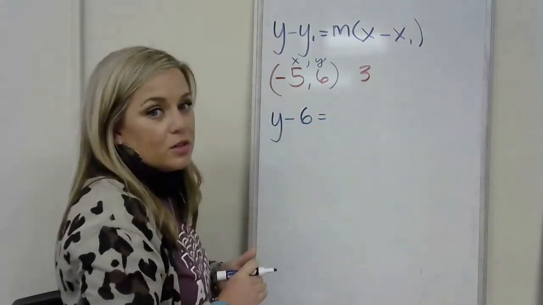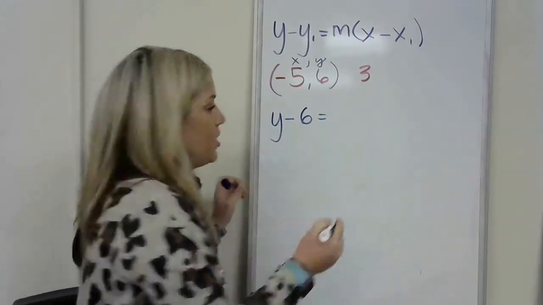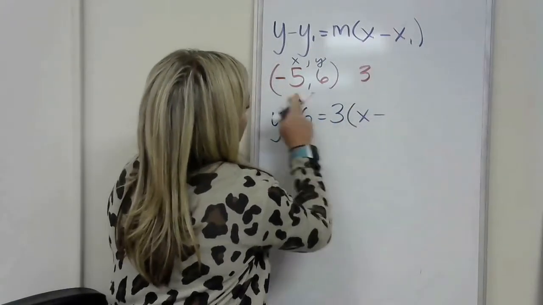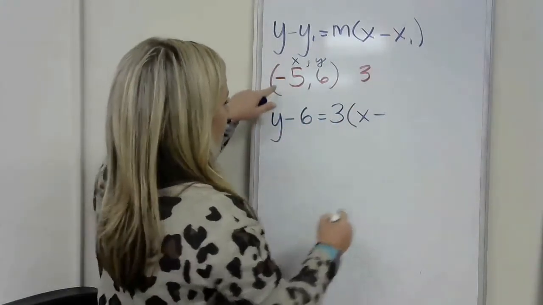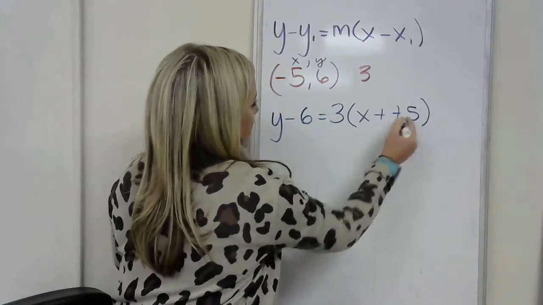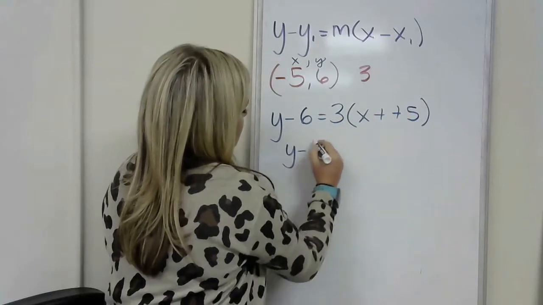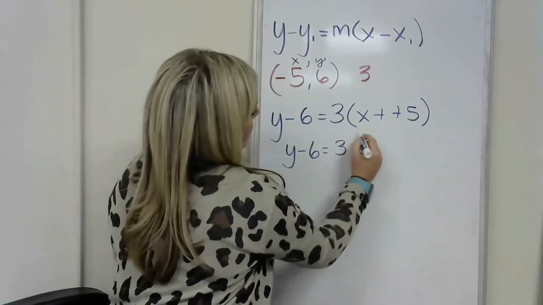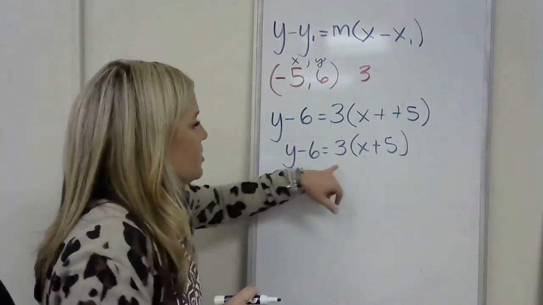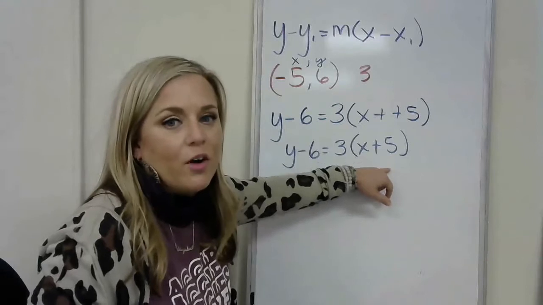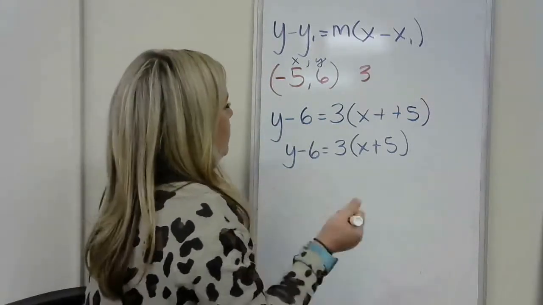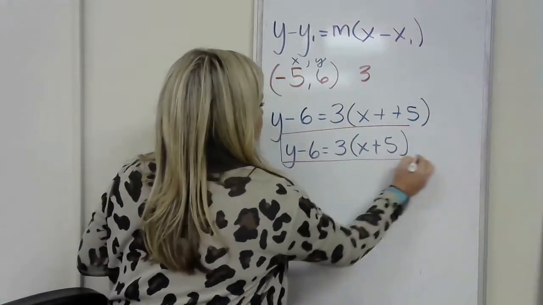We know m is always our slope, 3 is our slope. So y minus 6 equals 3 times x minus x prime. And we know minus a negative 5 is going to end up being plus. So the answer to this problem, or part of it, would be y minus 6 equals 3 times x plus 5. Okay, so that would be one part of our answer.